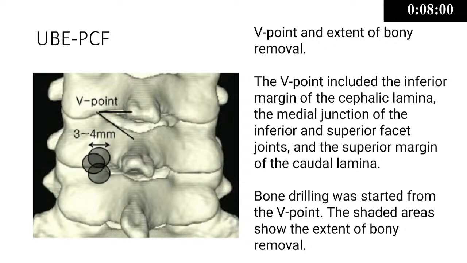So the concept of biportal or uniportal foramen anatomy depends upon the localization. The localization here depends upon the V point. What is the V point? The V point is the inferior margin of the cephalic lamina and the superior margin of the caudal lamina, where they meet, and the medial junction of the inferior and superior facet. That is the V point where we dock.